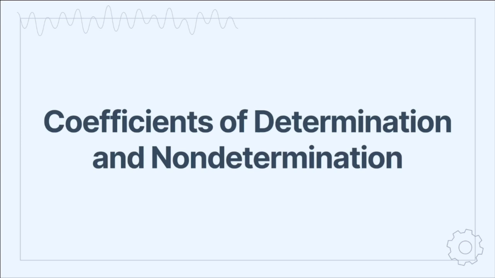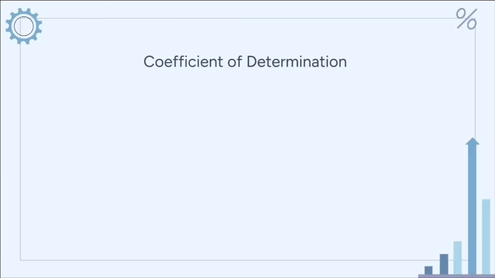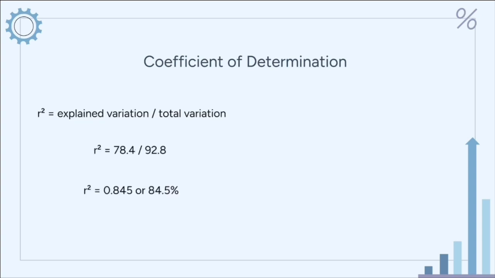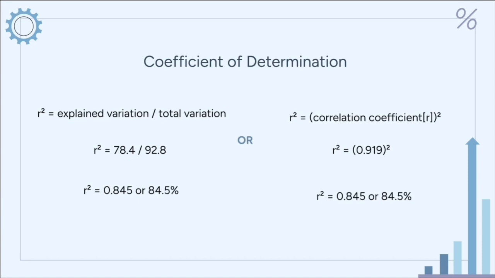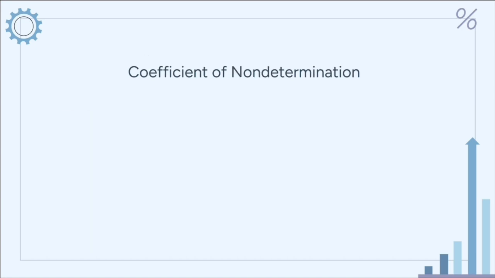Coefficients of determination and non-determination. To find the coefficient of determination, you can either use the explained variation divided by the total variation as shown through these slides, or the squared given correlation coefficient. For the coefficient of non-determination, you first find the coefficient of determination and then subtract it from 1.